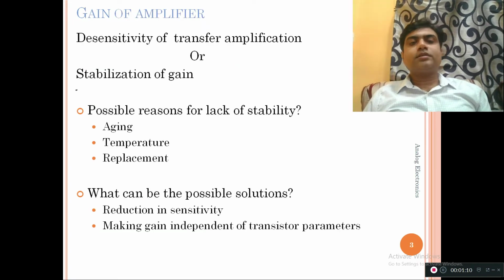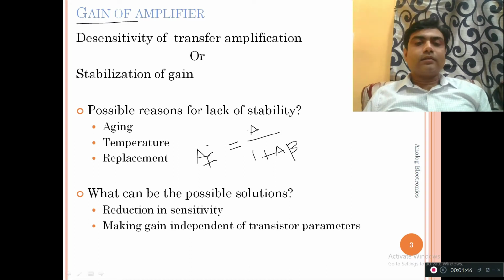This is the first parameter that we are going to discuss. It is the gain of the amplifier. Now, if you remember, we have already derived a small equation for the gain of the negative feedback amplifier, and this negative feedback gain relates to the open loop gain by this equation, A upon 1 plus A beta.